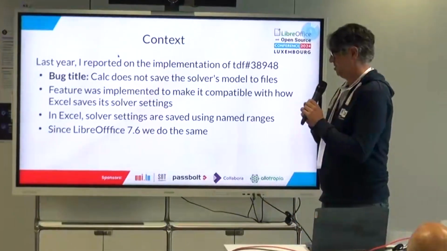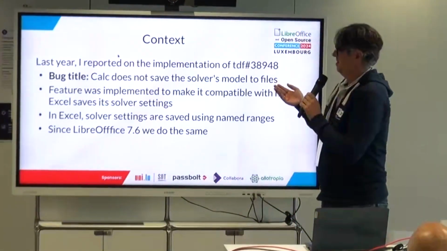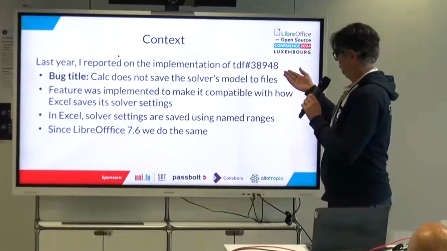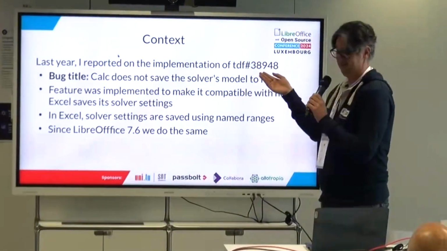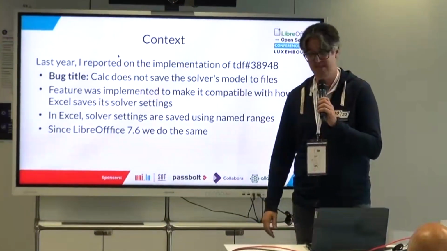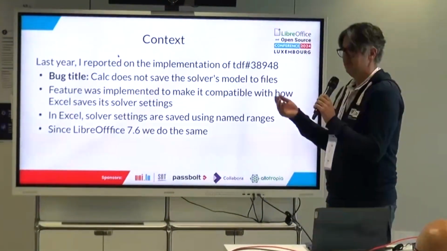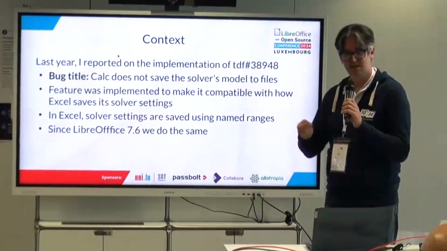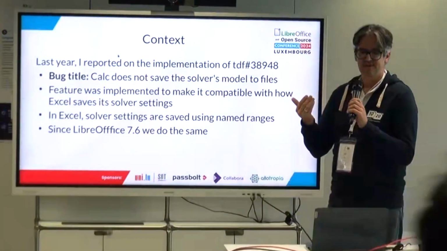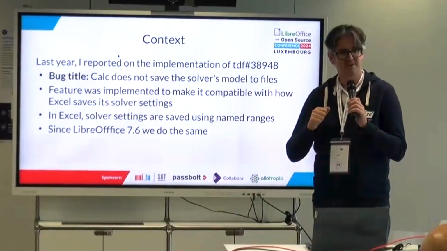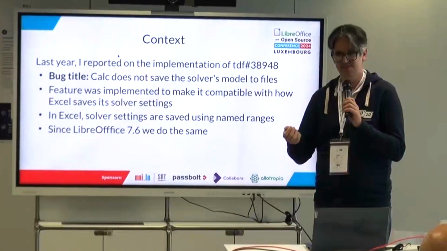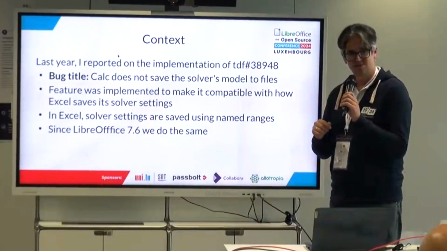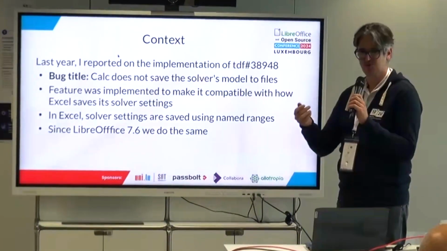So as I was mentioning earlier, last year I fixed a bug that was bug 38948. So it's a very old bug. And it was about saving solver settings to the file, which is something that was missing in Calc. So the user created a model, saved the file, but the model was not saved. And the idea was to use named ranges to save the solver settings.